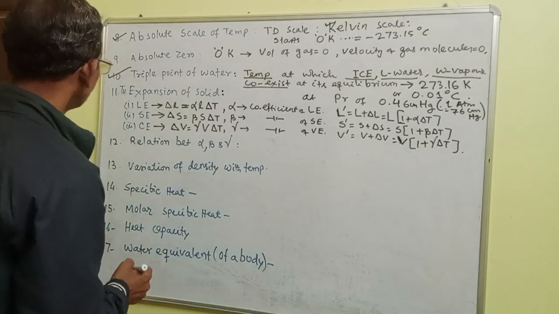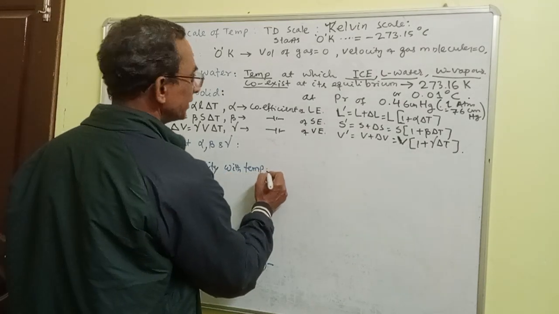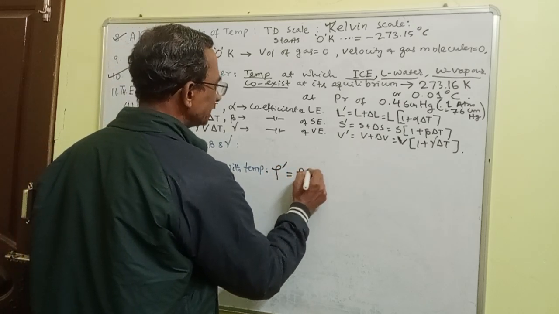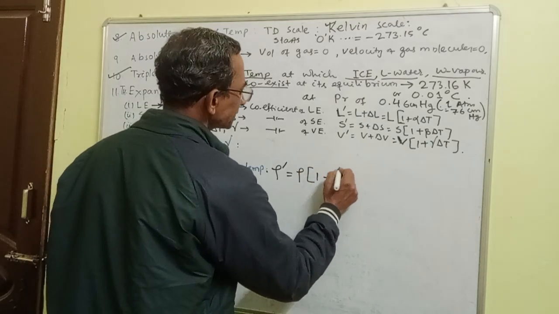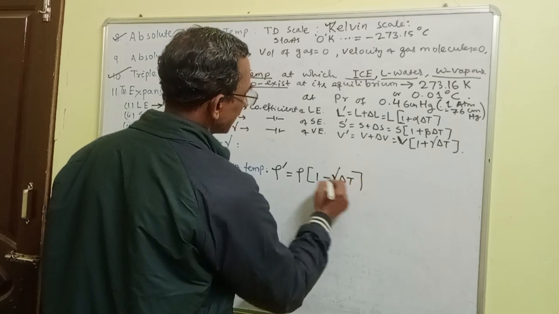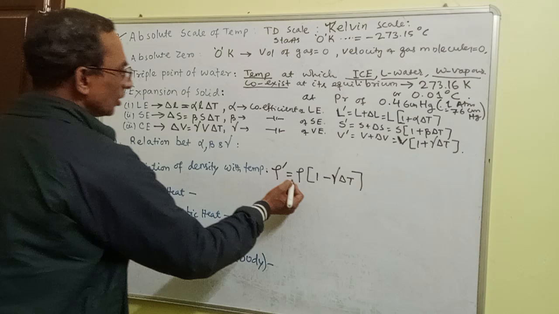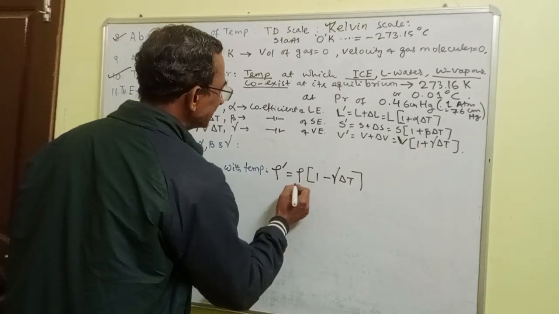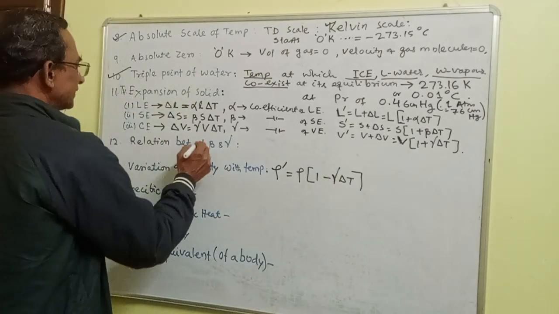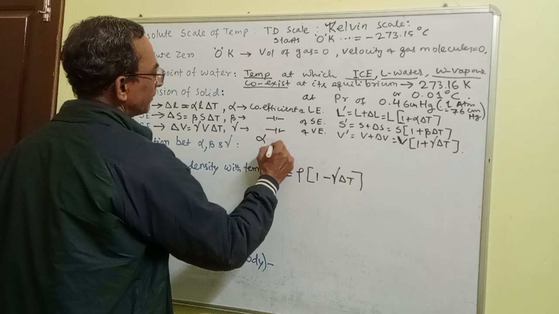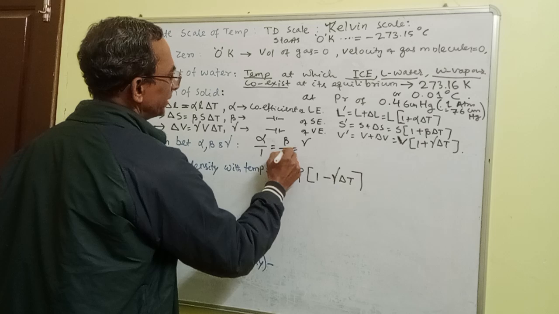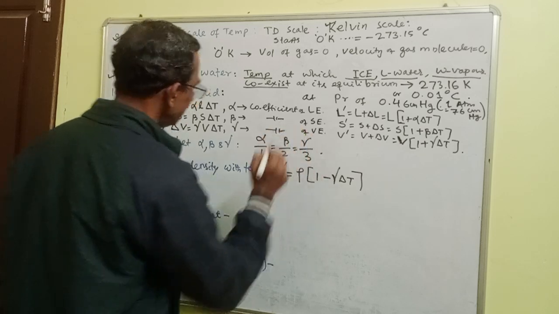In a similar manner, the variation of density with temperature is: final density is equal to original density times (1 minus gamma delta T). Here the minus of gamma indicates volume will increase, meaning density will decrease once temperature is increased. What is the relation between alpha, beta and gamma? It is alpha by 1, beta by 2, gamma by 3.